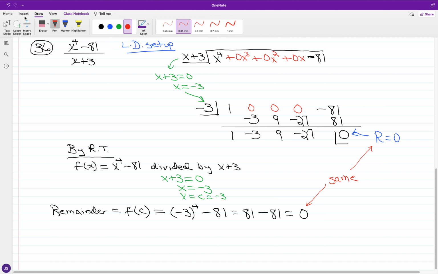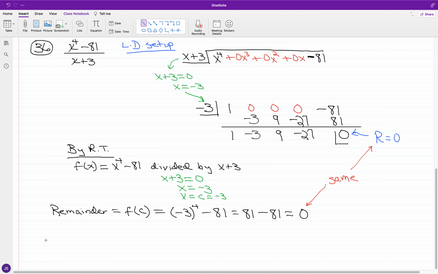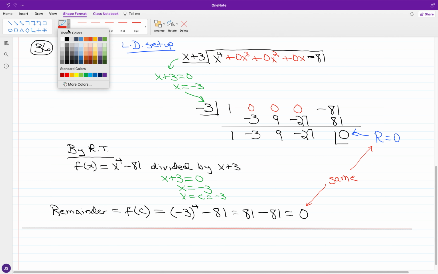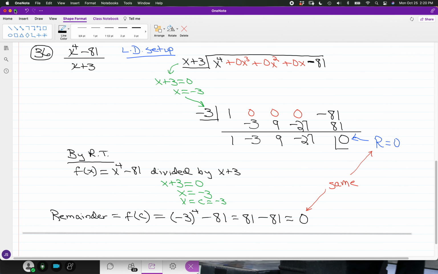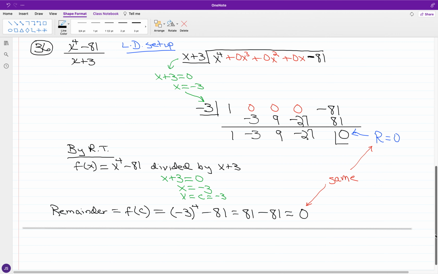And now for the next set of items regarding the remainder theorem, this is going to be a bit of a change up. So we got number 41.